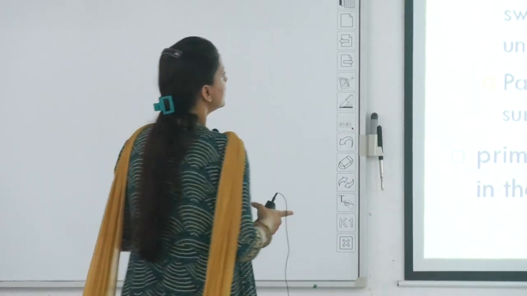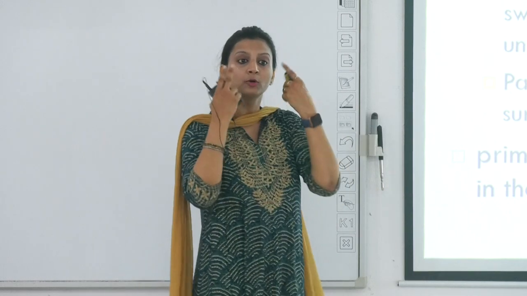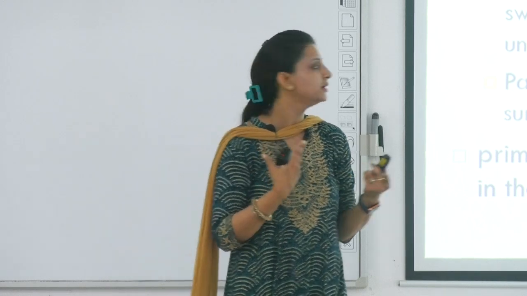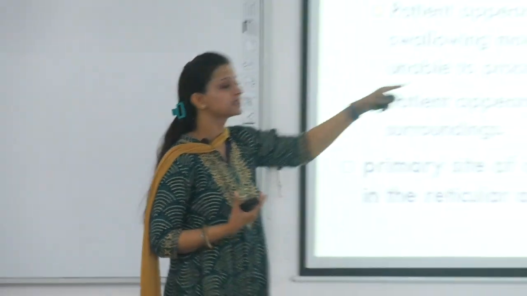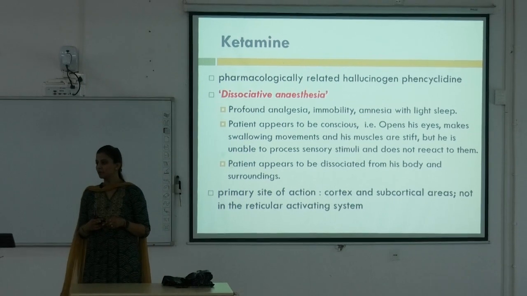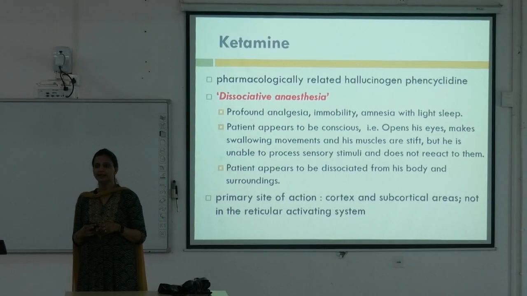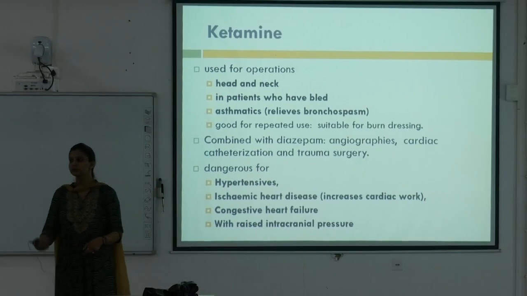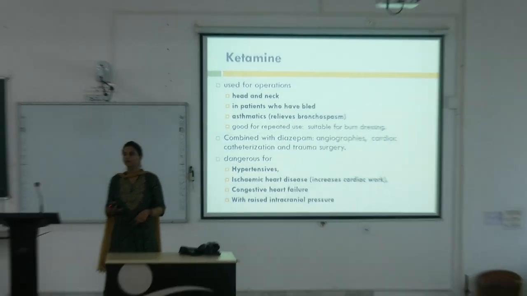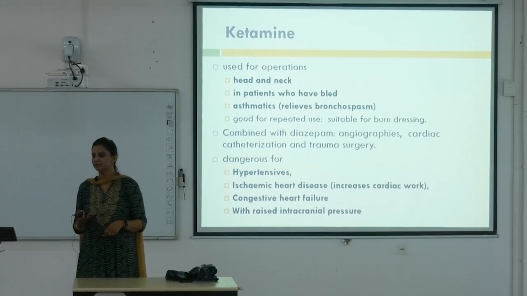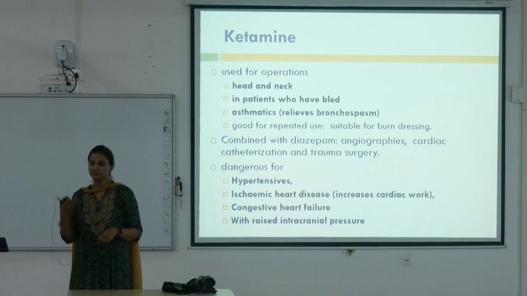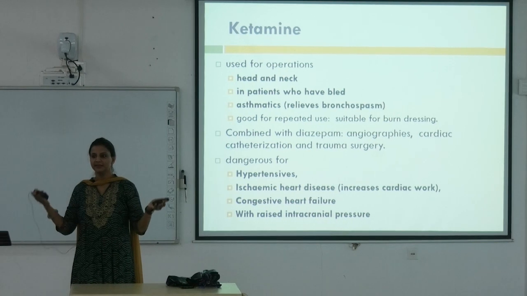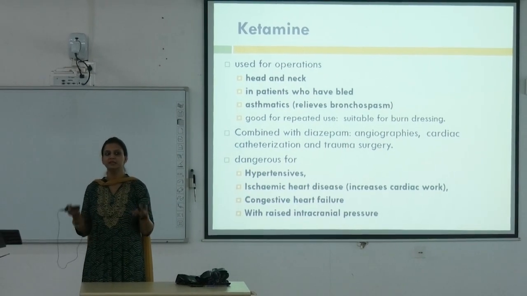So the patient appears to be conscious. He can open his eyes. It will look like a conscious patient. He will have swallowing movements, and his muscles are stiff. Site of action? Cortex and subcortical areas. What are the receptors involved? NMDA receptors. Intracranial pressure is increased. Why? Because ketamine is a drug which increases all the pressures, whether in the cardiovascular system, intracranial, or intraocular. Whatever pressure is in the body, ketamine is a general anesthetic which will increase all the pressures.